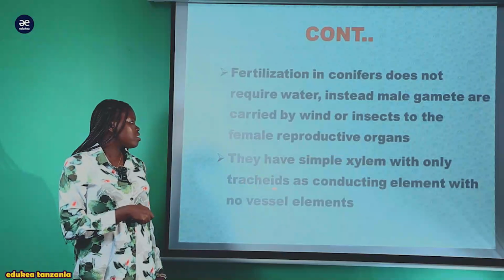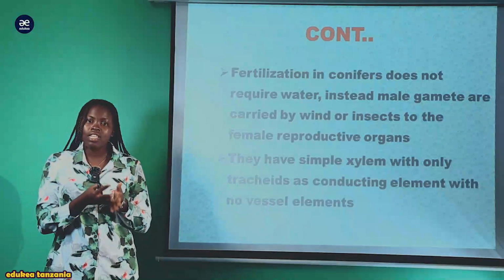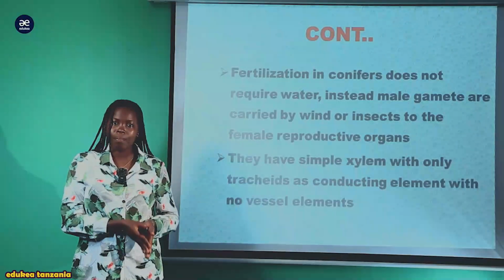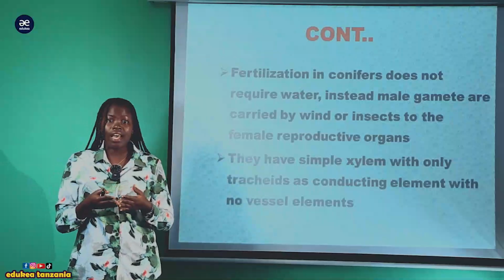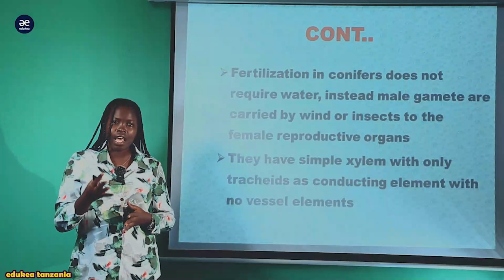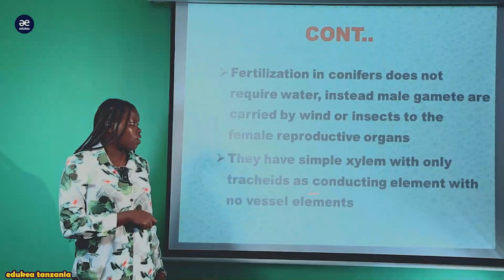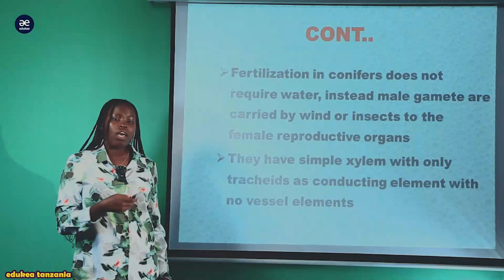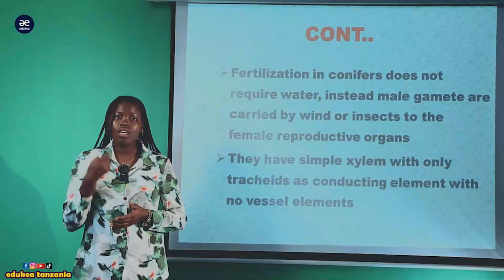Tracheids are found in these lower gymnosperm plants, meaning that they are soft-wooded plants. These soft-wooded plants have only tracheids and lack xylem vessel elements, so the conducting elements have no vessel elements, and that's why they are sometimes called soft-wooded plants. And they are normally used in paper making.